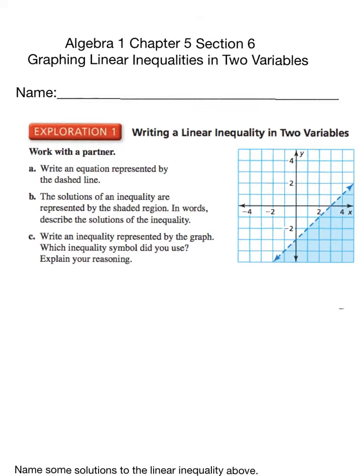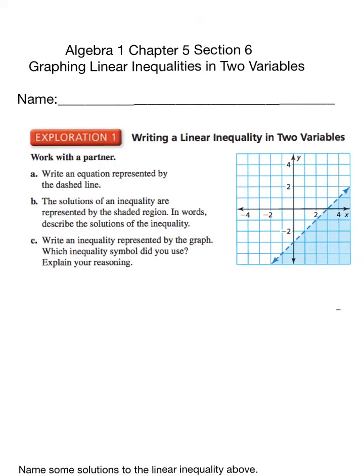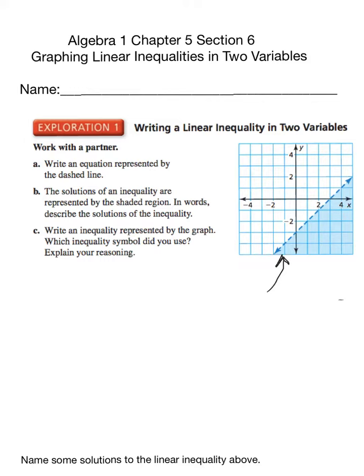We have writing a linear inequality in two variables. It says write an equation that's represented by the dashed line. So if you look here in the middle at that dashed line, the question is what would be the equation of that dashed line? That dashed line would have a y-intercept right here at -3. So the y-intercept is -3, just to remind ourselves.